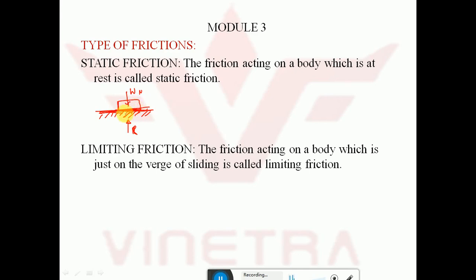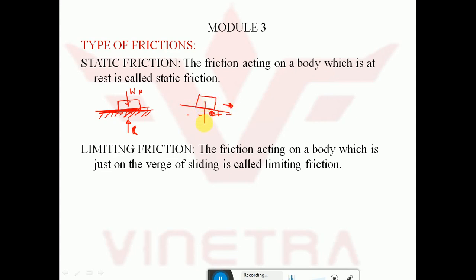This body is at rest. Now what I will do, I will increase the inclination of this surface by some amount, by some angle theta. Due to this inclination, this body should slide in this direction, right?